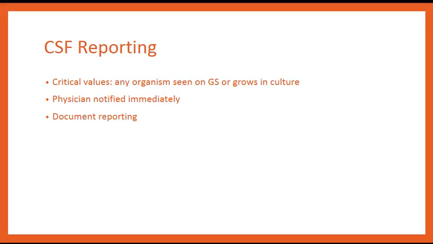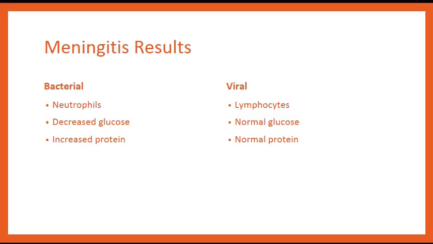Okay, so if there's any organism seen on the gram stain or grows in the culture, it needs to be reported to the physician or the nurse taking care of the patient immediately. This is a life-threatening infection, and it needs to be brought to their attention as soon as possible, and as soon as we know what type of organism it is, they can get on the right type of antibiotic.